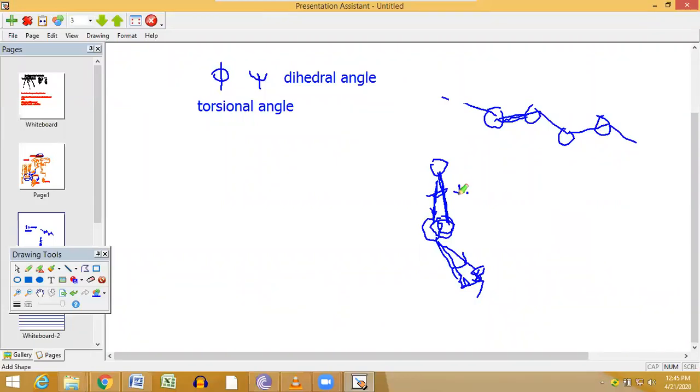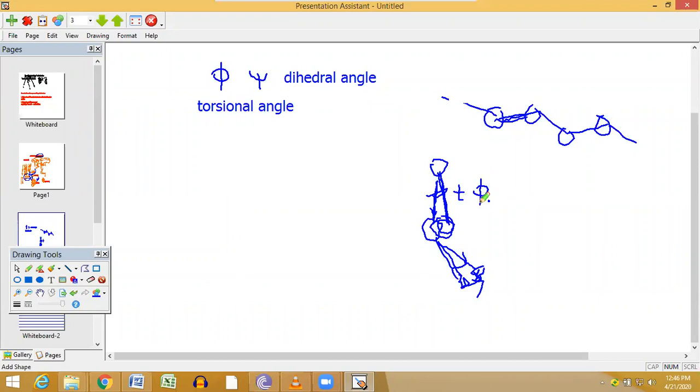I am writing a small t; small t means this is the torsional angle. That means a bond is torsioned, a bond is twisted from its normal plane. This is called the torsional angle, and it is designated as phi.